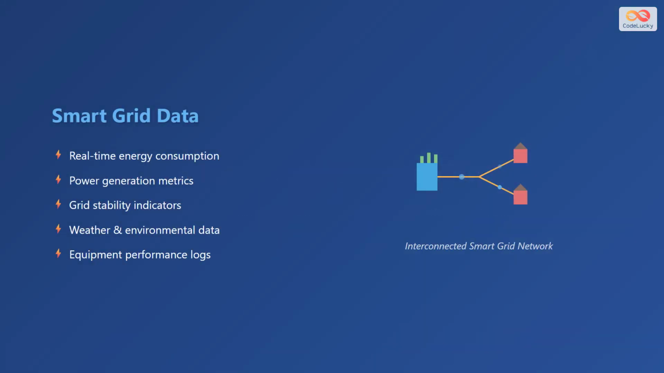Smart grids generate various types of data. This includes real-time energy consumption, which tells us how much energy is being used at any given moment. We also look at power generation metrics to understand how much energy is being produced. Grid stability indicators help ensure the reliability of the energy supply. Weather and environmental data can influence energy demand and generation. Finally, equipment performance logs provide insights into the health and efficiency of grid components.